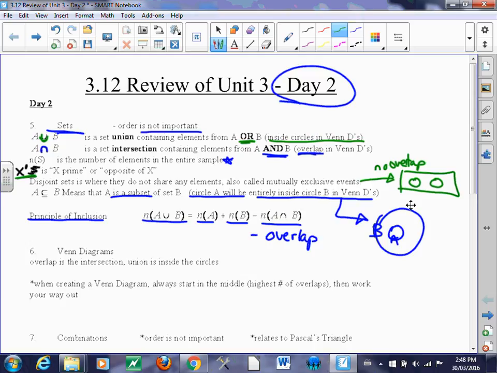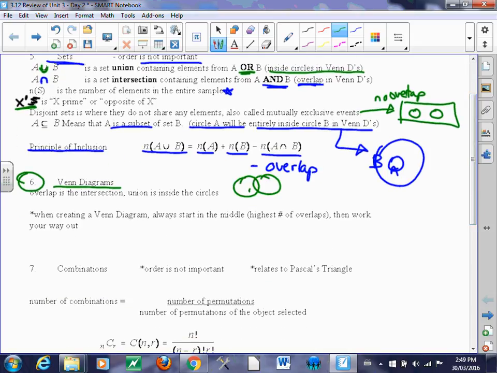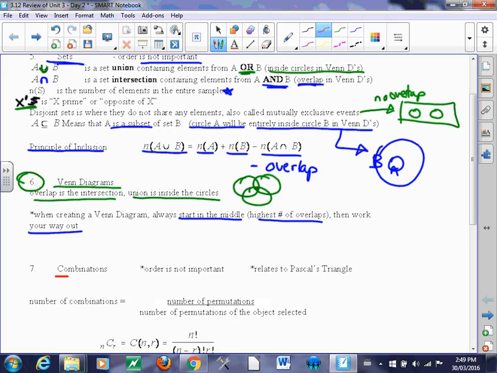Venn diagrams. Just remember, folks, please make sure you've reviewed the lesson that we did, the chemistry, the physics, and the bio, because we're going to have a similar example to that, hint, hint. So make sure you know how to do that and where to start in the middle and deal with your overlaps. Just remember that overlap is intersection and union is inside the circles. It says always start in the middle, that's the highest number of overlaps, then work your way out. Perfect.